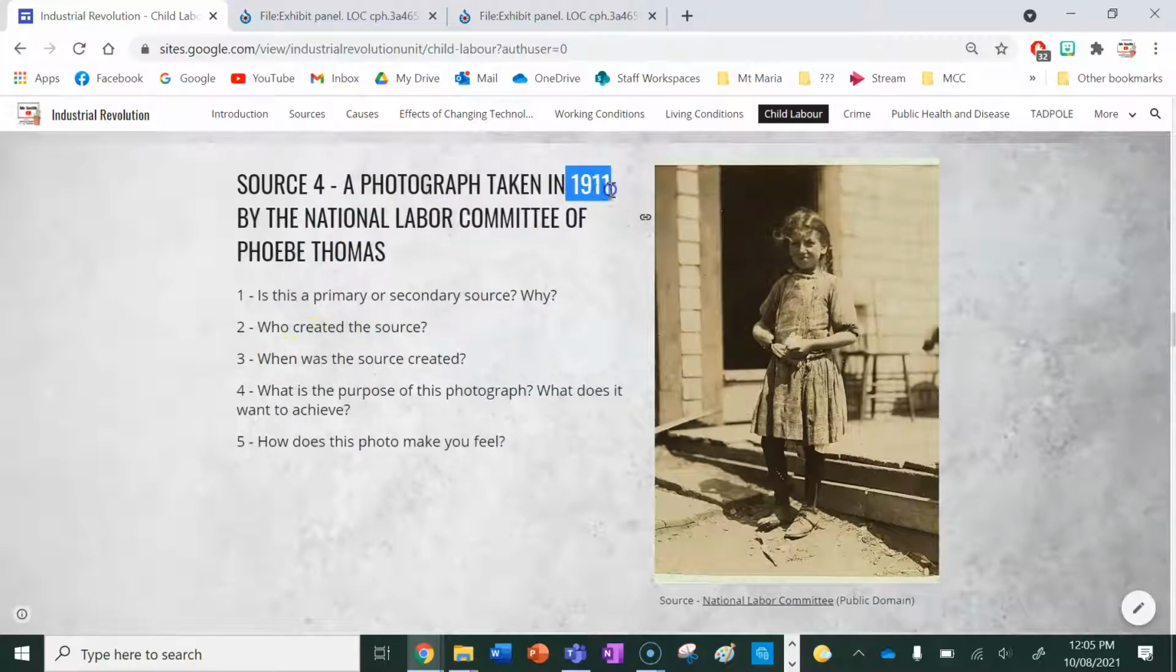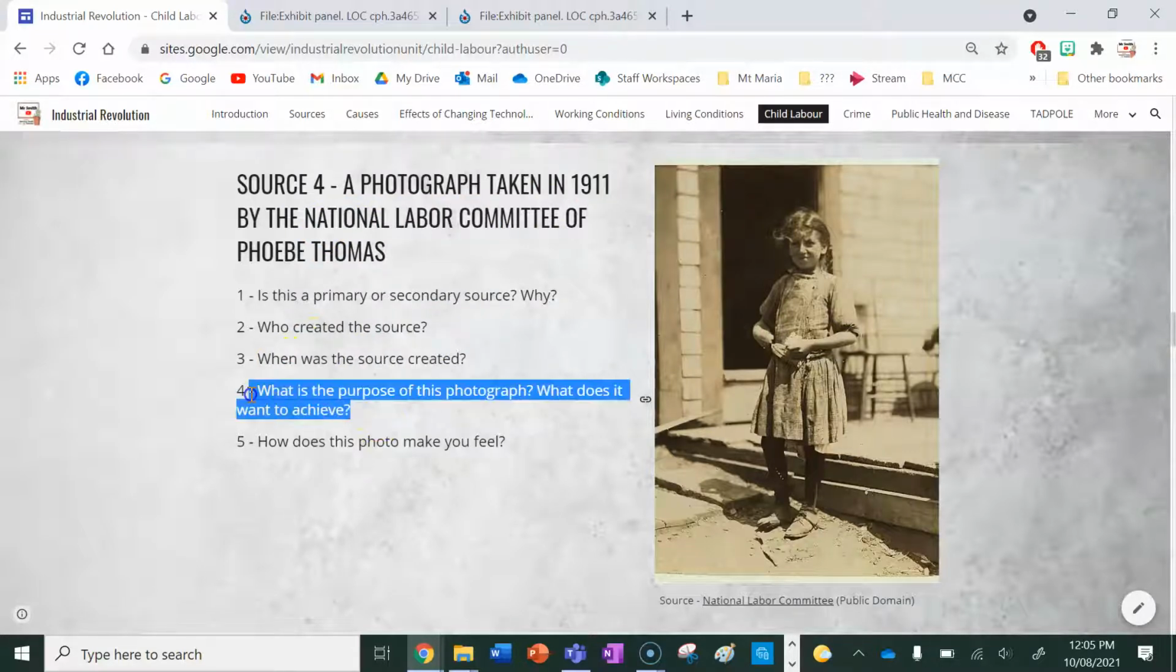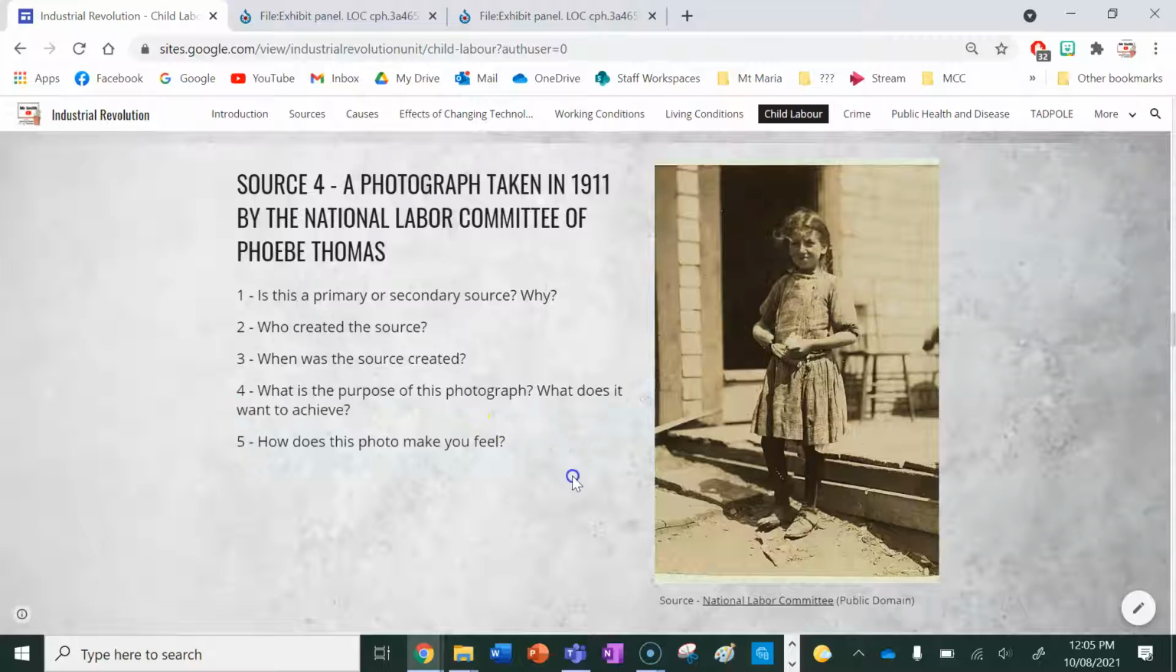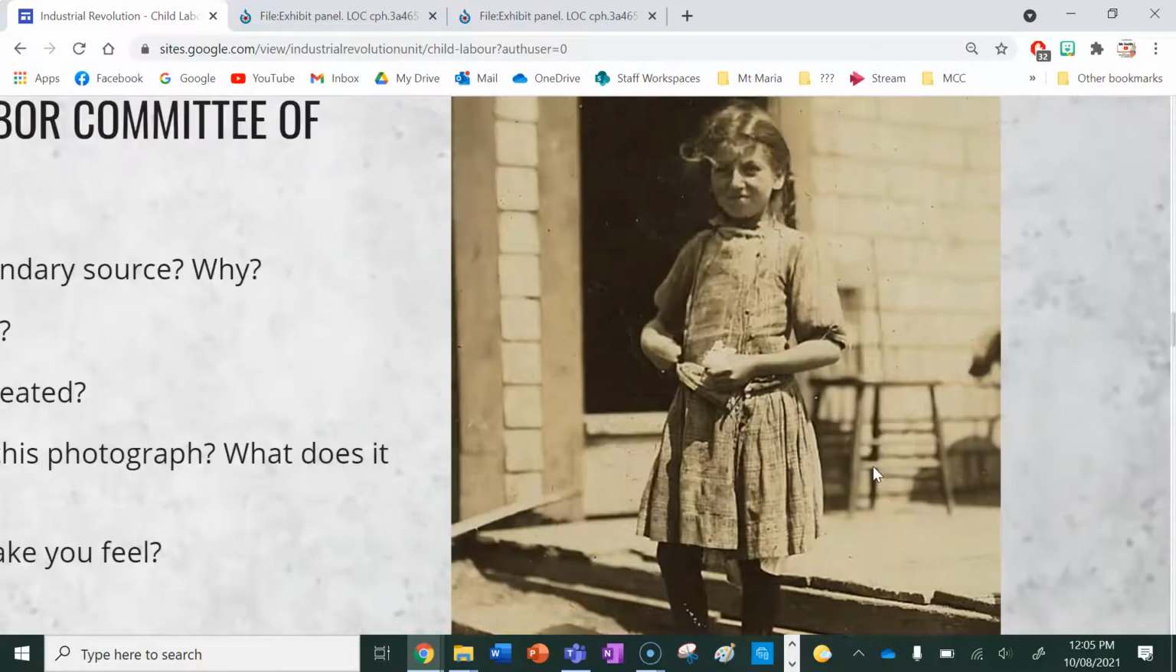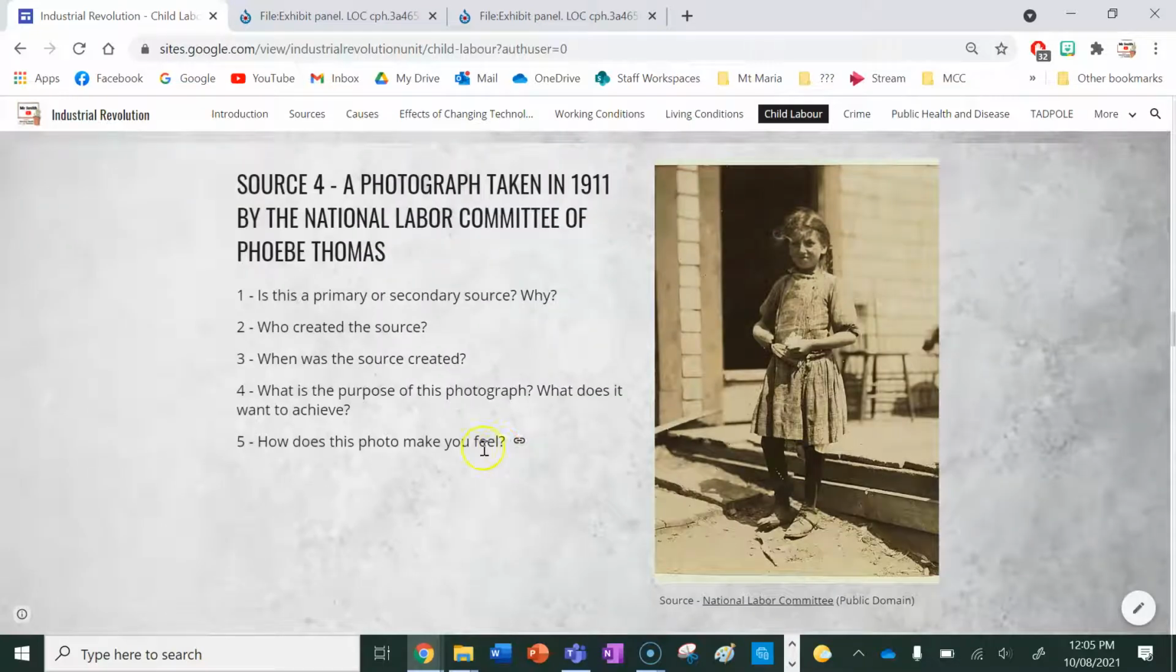When was the source created? We've got 1911. That's an easy one. What is the purpose of this photograph and what does it want to achieve? So essentially, it wants to show you the consequences of child labour and almost make you feel a bit guilty and sorry for Phoebe as well.